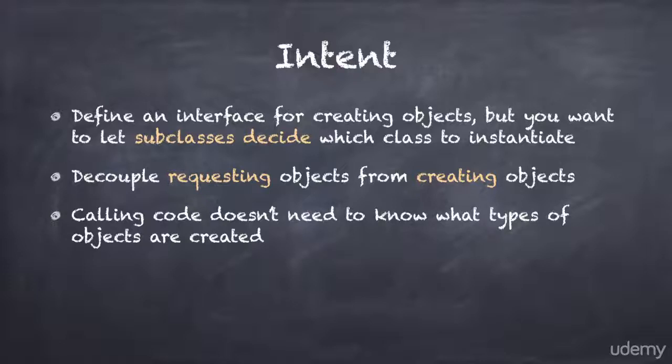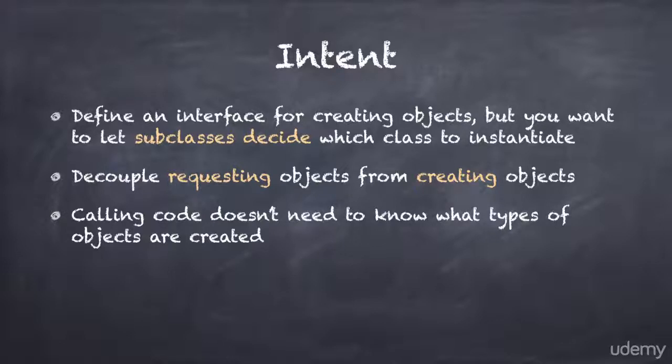You want to decouple requesting objects from creating objects. The calling code doesn't need to know what types of objects are created. Okay, let's go through the points one by one. The key intent is that you want to request some kind of object. In the terminology of this pattern, we call the object a product.